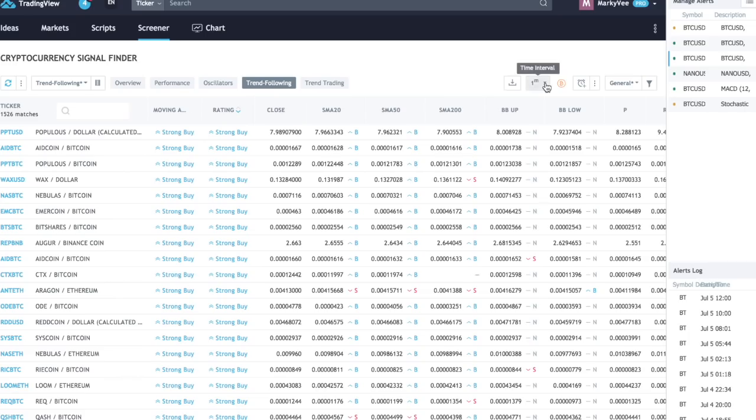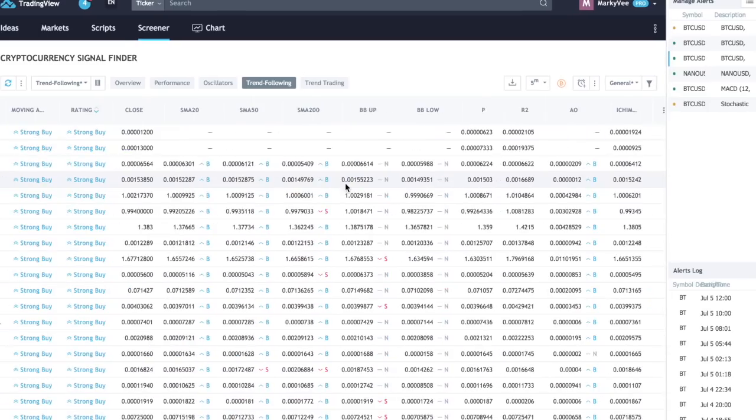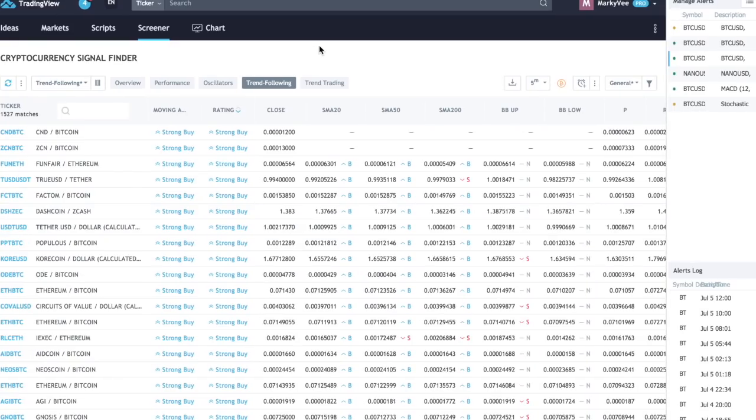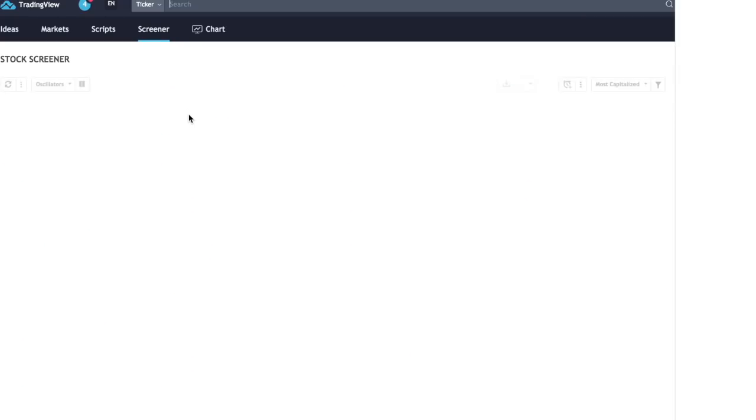Okay, so again, your time frames are up here. Your ratings are over here. Your indicators, and you can see how they line up, are off to the right. So a B would be buy, and an S would be sell. So go in there. Again, it's in Screener, cryptocurrency signal finder, and play around with it.